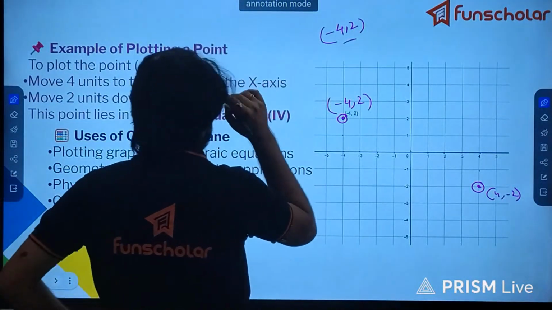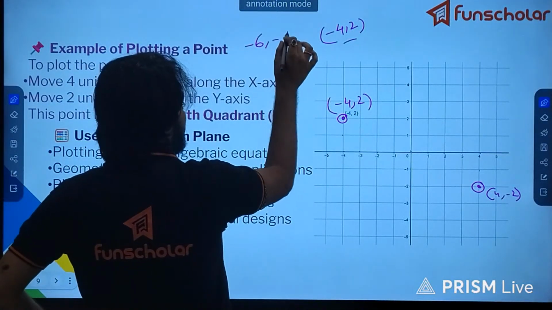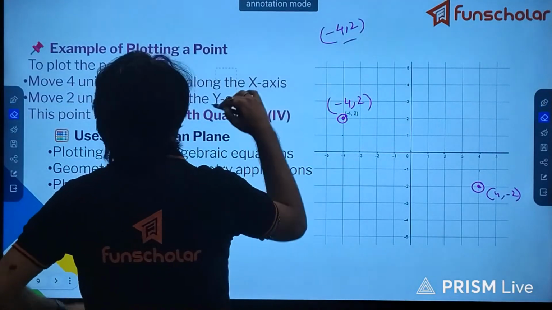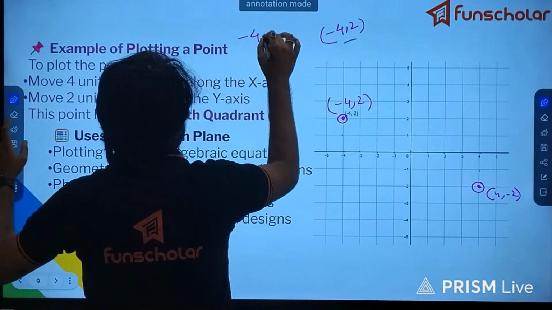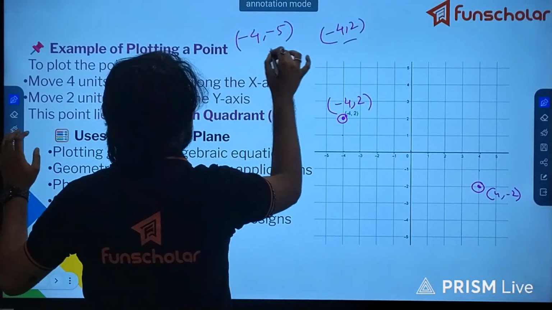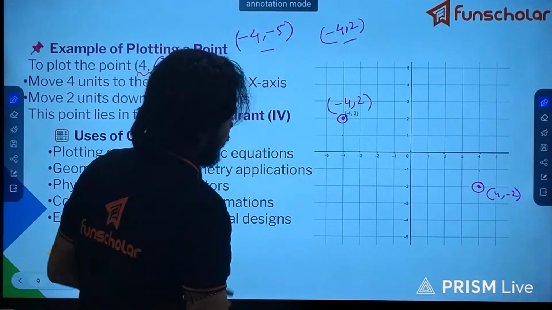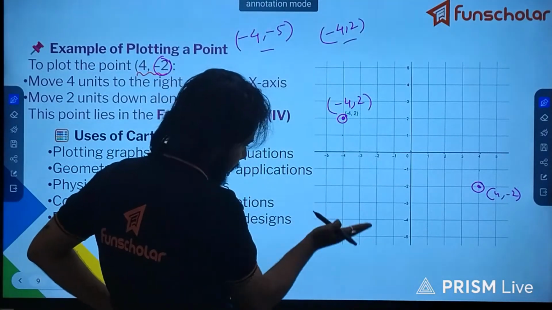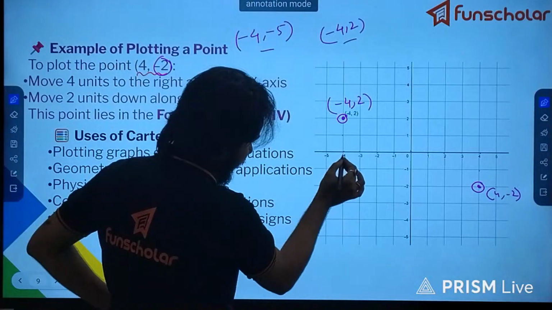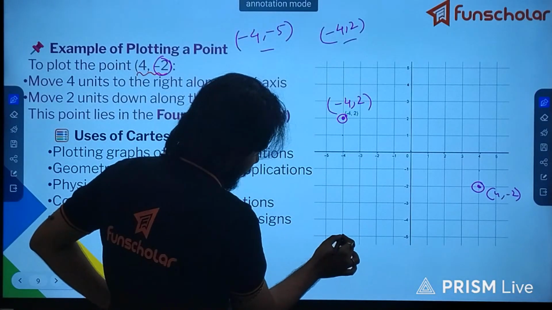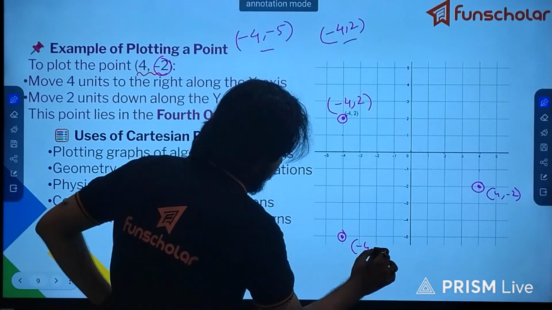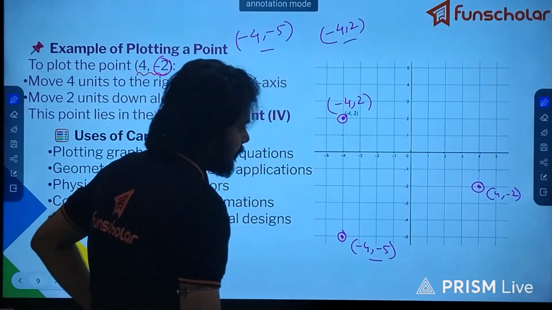Suppose we plot minus 6 comma minus 6. Then plot minus 4 comma minus 5. This is minus 4 and minus 5. Minus means downward. This is minus 5, minus 4 and this is minus 5. This is the coordinate minus 4 comma minus 5.